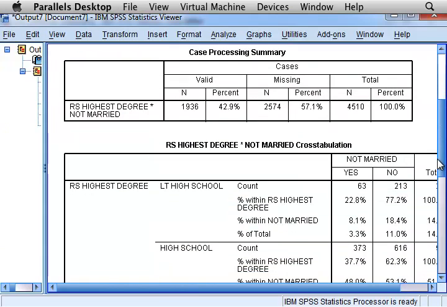The first thing when you do a crosstab is it gives you the percent of respondents responding to all of the questions. So now when we first looked at the total number of respondents to the not married question and to the highest degree question separately, now we have to look at the number of people that responded to both. And we now have that only 1,936 responded to both questions out of the 4,510 individuals.